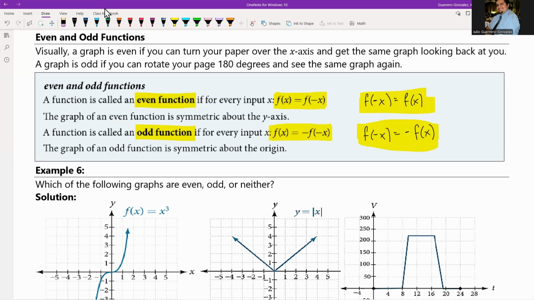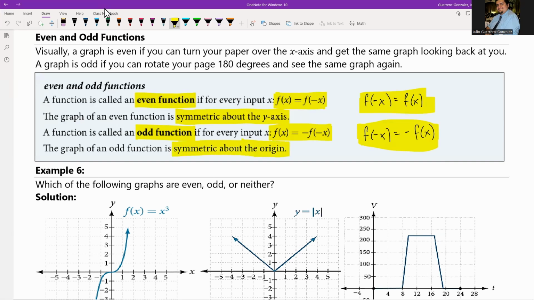On a graph, even functions are said to be symmetric about the y-axis. What does this mean? You get to flip it sort of vertically. So basically, you can draw this graph on a piece of paper and flip that piece of paper over, and you have the exact same graph.